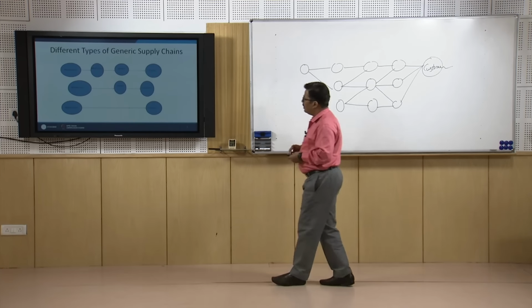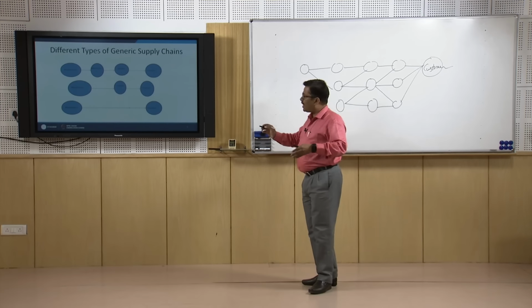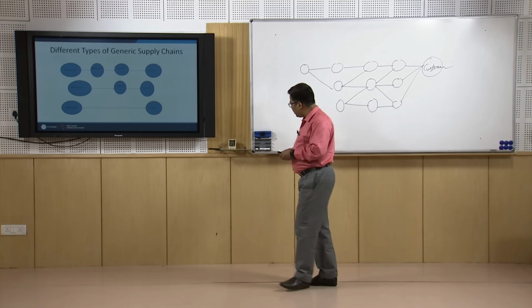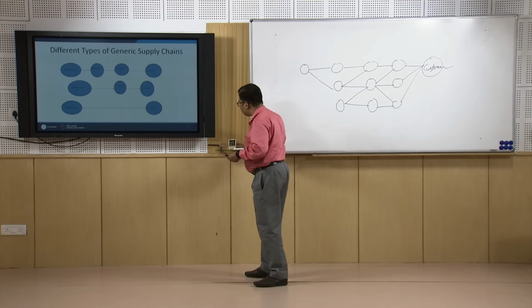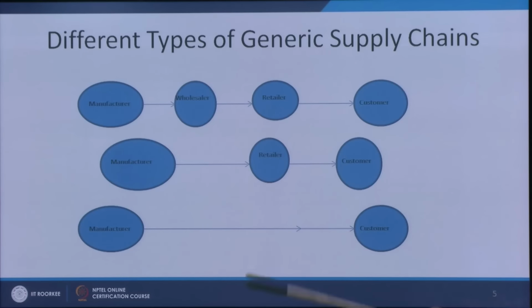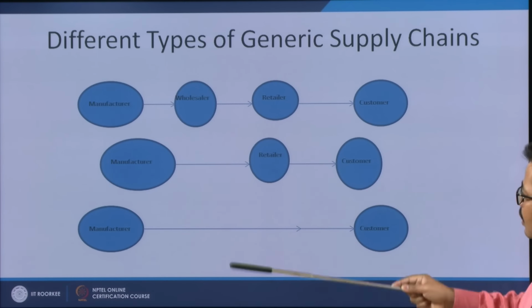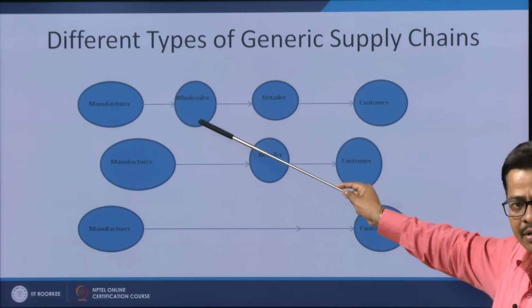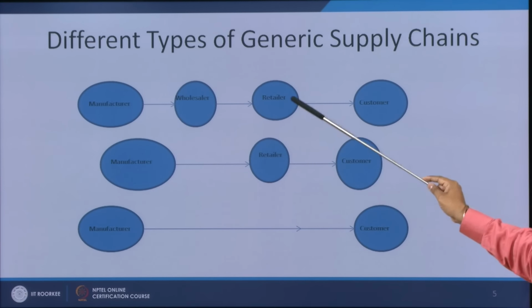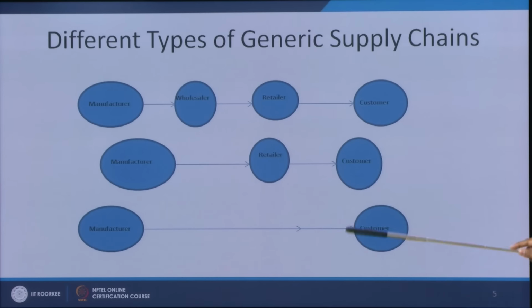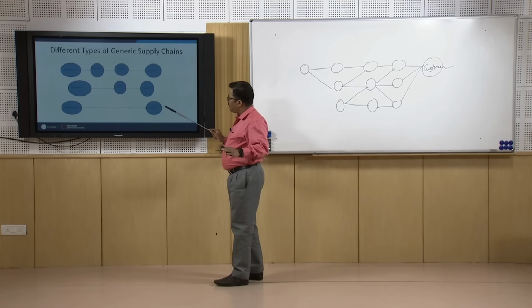Let us see. These are some of the generic types of supply chains, where you can see that in a very conventional type of normal supply chain which we all know, there is a manufacturer. The manufacturer is producing the goods. These goods are coming to the wholesaler. The wholesaler is distributing to a large number of retailers in the market, and those products are coming to the customer. This is a very conventional type of supply chain, and we all have used this type of supply chain.